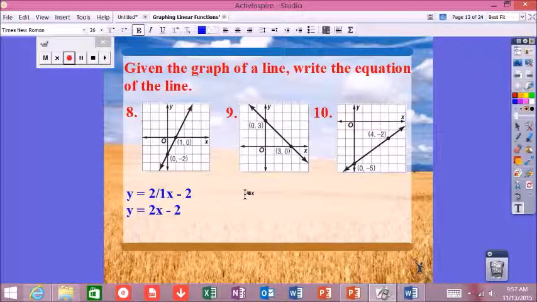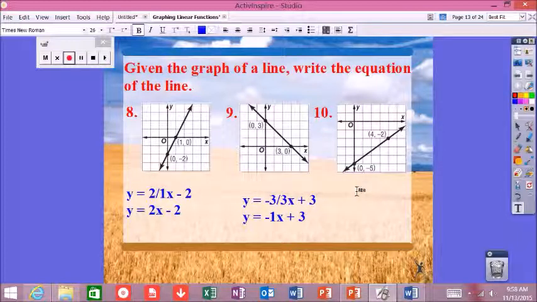Number 9 is a negative slope. So our number in front of x should be negative. Rise over run. Y equals negative 3 over 3x plus 3. And negative 3 over 3 will reduce to negative 1. Y equals negative 1x plus 3.